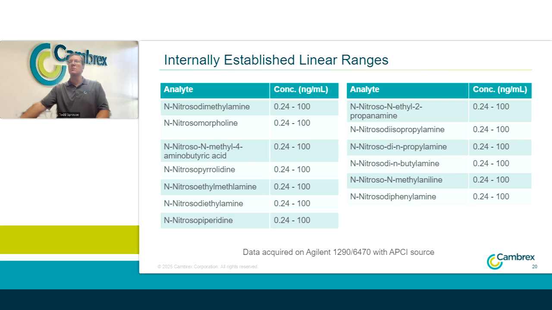So we've established linear ranges for a variety of the small molecule nitrosamines, getting as low as 0.24 nanograms per mil. So we have a wide range with our standard Agilent 6470. We did establish this using an APCI source, which we found to be a better ionization source for these small molecule nitrosamines, as opposed to the ESI source.